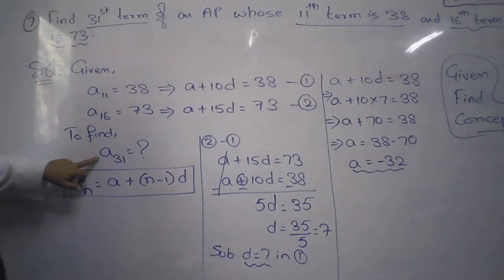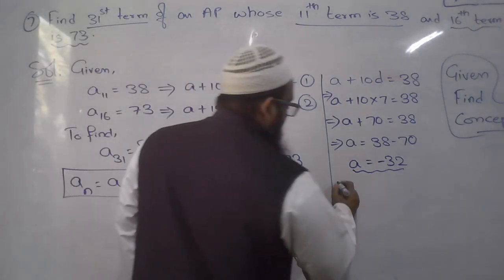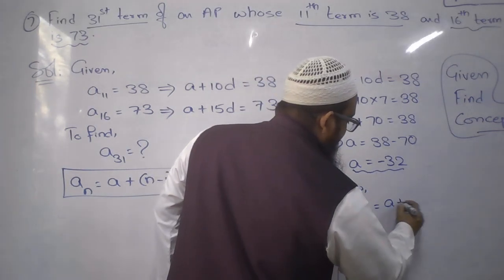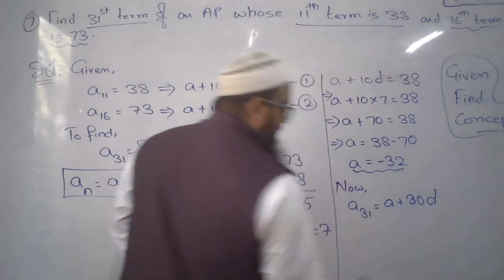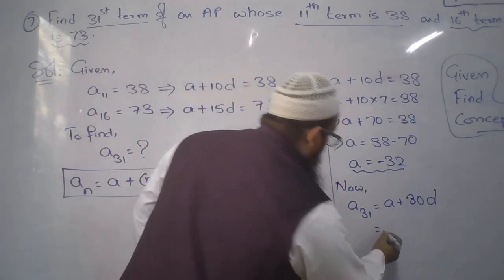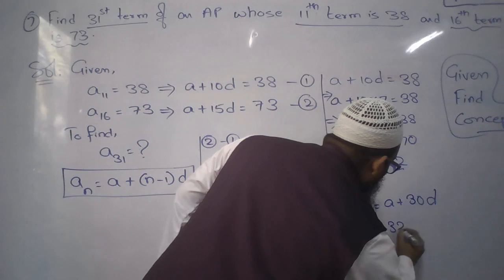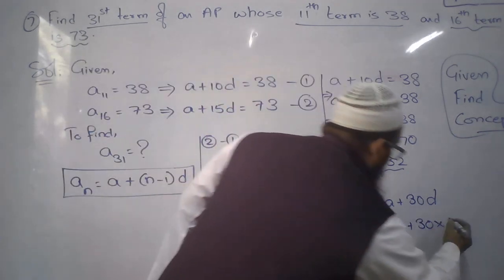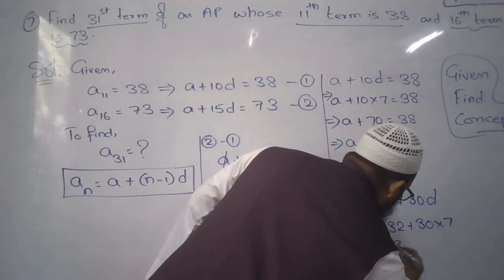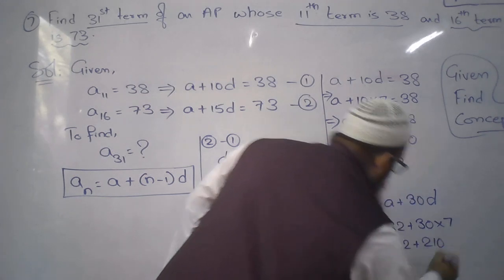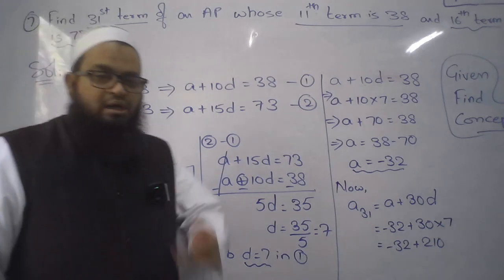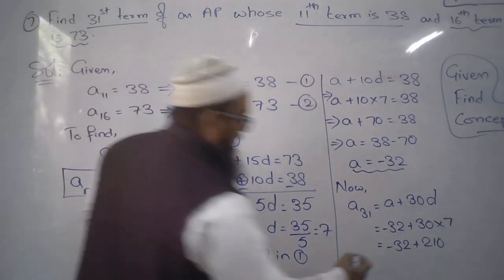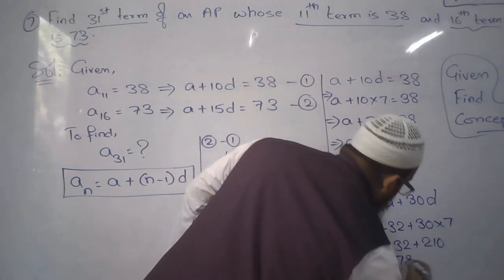So what he asked us to find out is A31. Now A31 is equal to A plus 30D, right? So that is equal to, what is A? Minus 32 plus 30 times, what is the common difference? 7. So that equals minus 32 plus 210. So from 210, if you subtract 32, it is 178. So that is equal to 178.